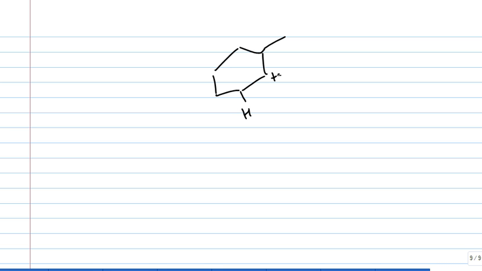Okay. In this case, I'm going to protonate this one and leave that one positive. And here's the reason: because I can shift it then to make a more stable carbocation. So this can shift over. You get this.